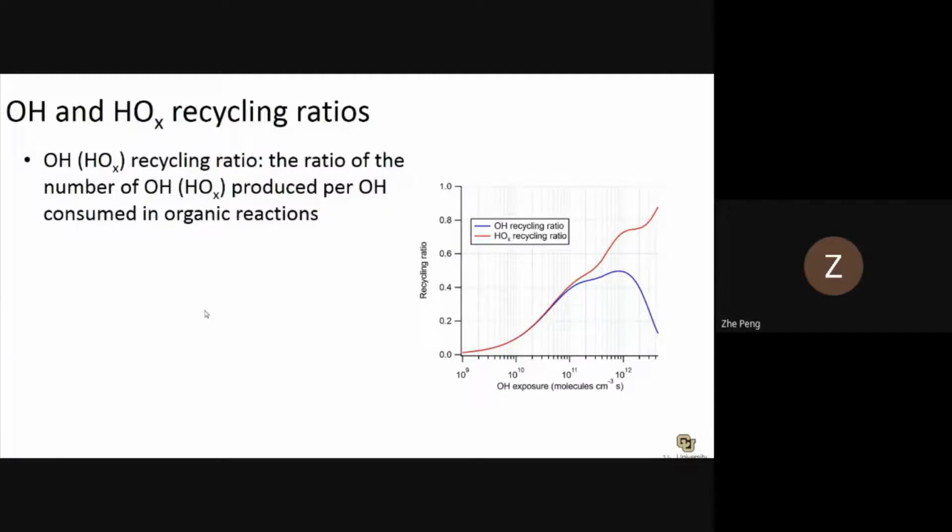With the GECKO output, we can also calculate OH and HOX recycling ratios. I think they are important quantities in atmospheric oxidation capacity research. OH or HOX recycling ratio is the ratio of the number of OH or HOX produced per OH consumed in organic reactions.